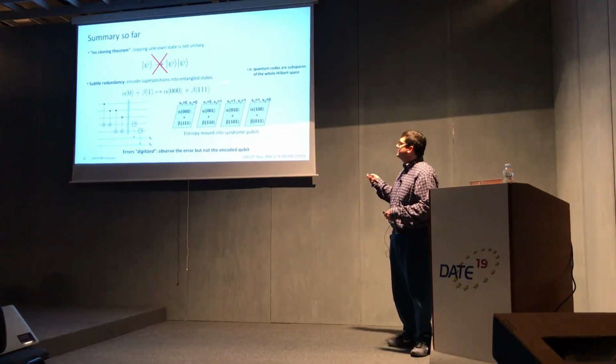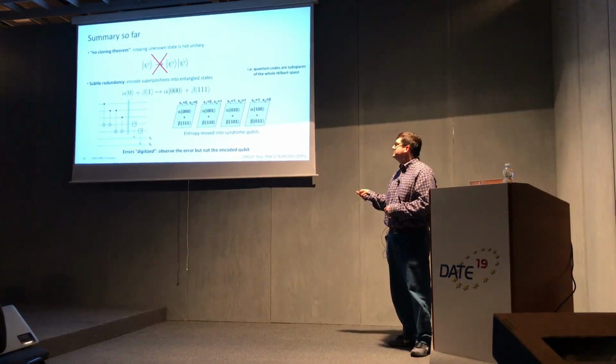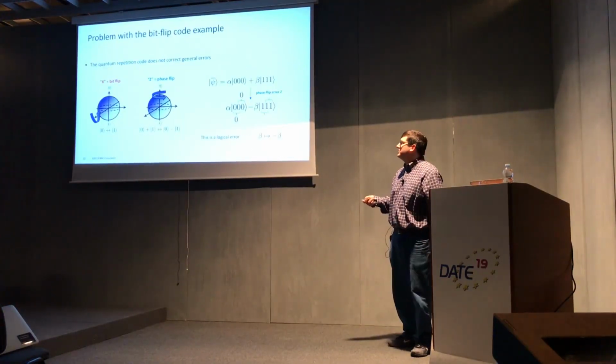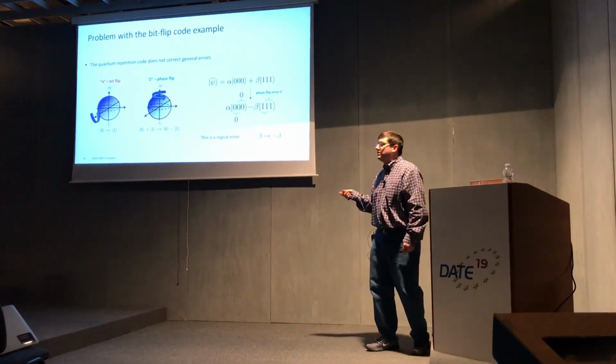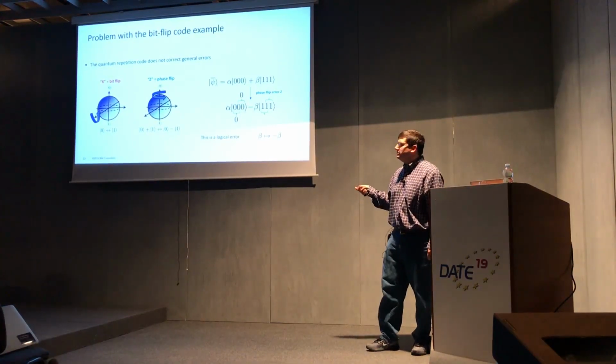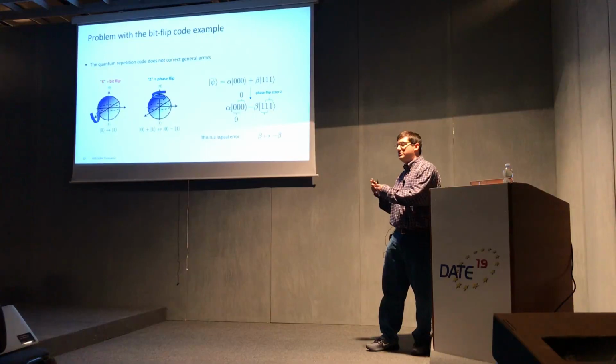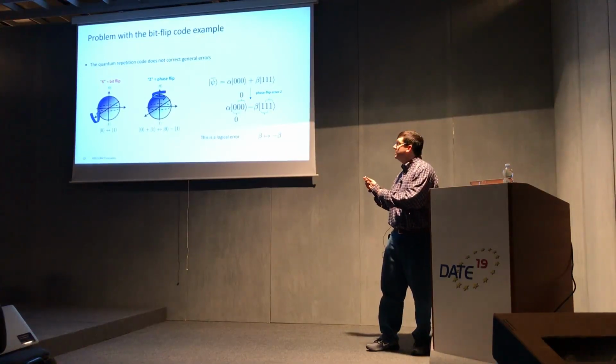The quantum codes themselves, right, in general, they're just subspaces of this whole n-qubit space. All right, so that's good. We can correct bit flip errors, but there's a problem with this simple example. It only really corrects linear combinations of no error and bit flip error.